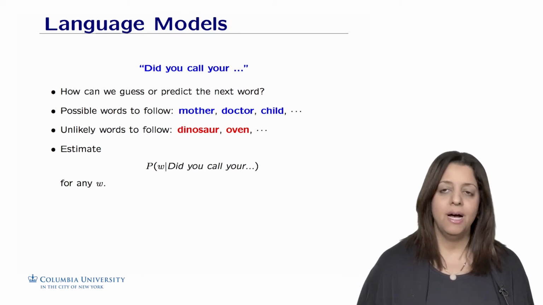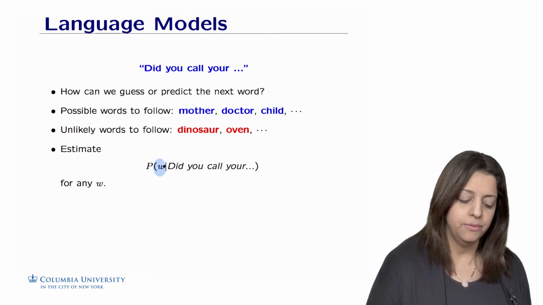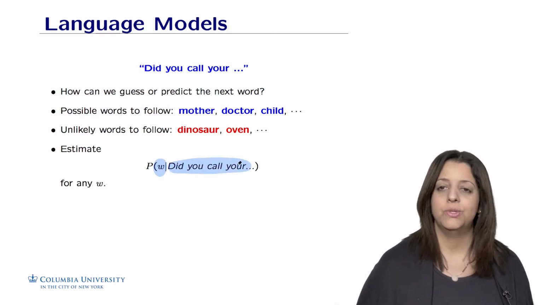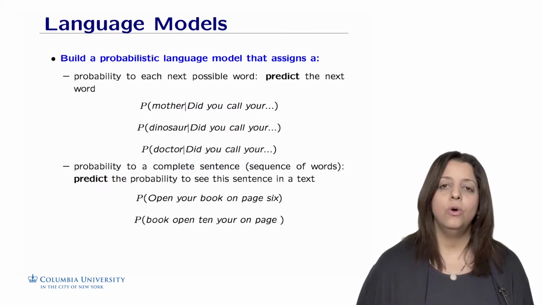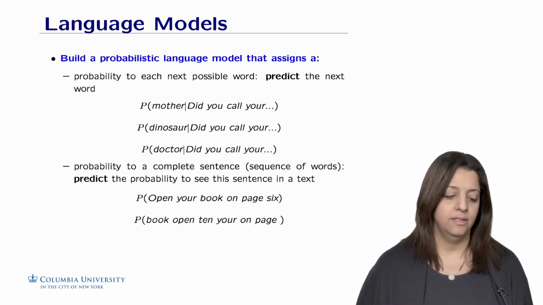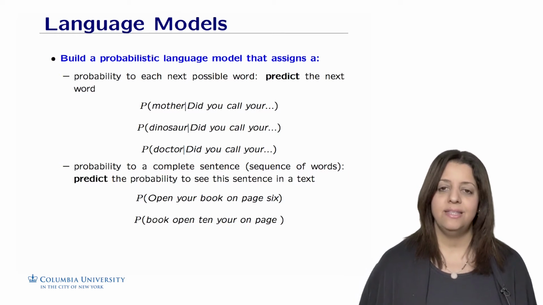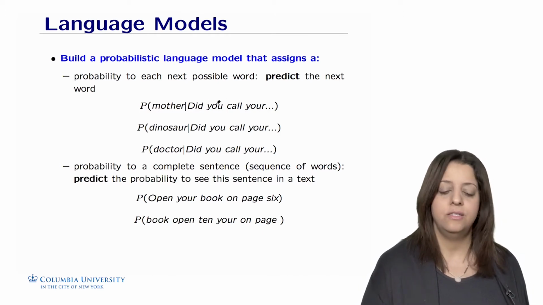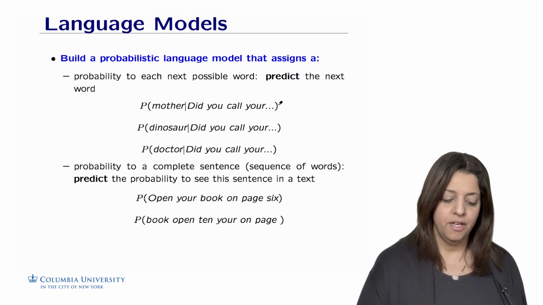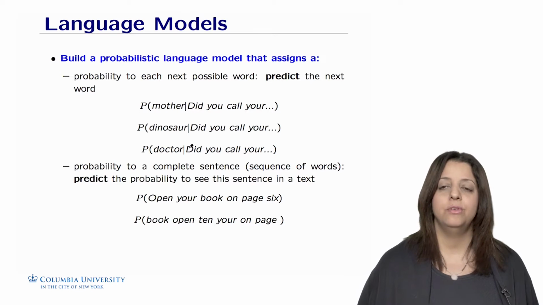What we want to do when we build the model for natural language is to actually estimate the probability of all the words P(w) given the sentence we have, "did you call your". For any w, we want to be able to estimate this from data. Ultimately, the goal of building a language model is to build a probabilistic language model that assigns a probability to each next possible word, that is, predict the next word. For example, what is the probability of mother given that the sentence is "did you call your", probability of dinosaur given the sentence, probability of doctor given the sentence. So you want to be able to predict the next word.